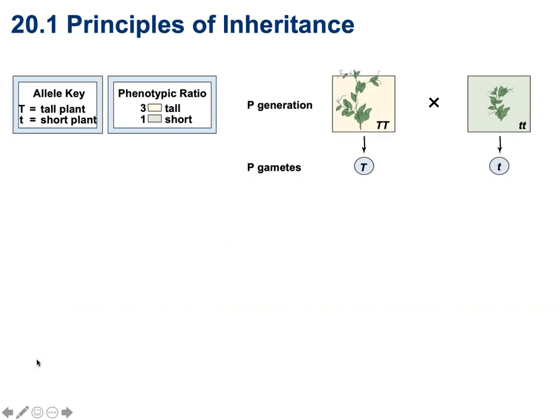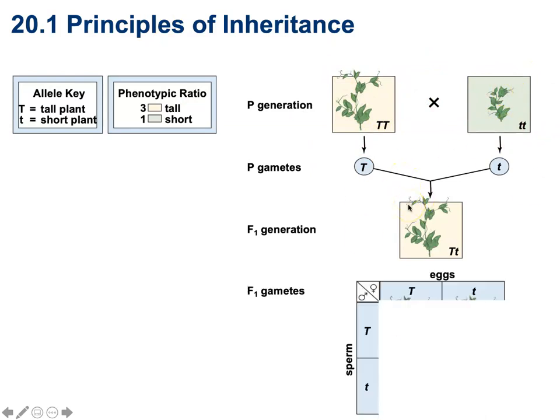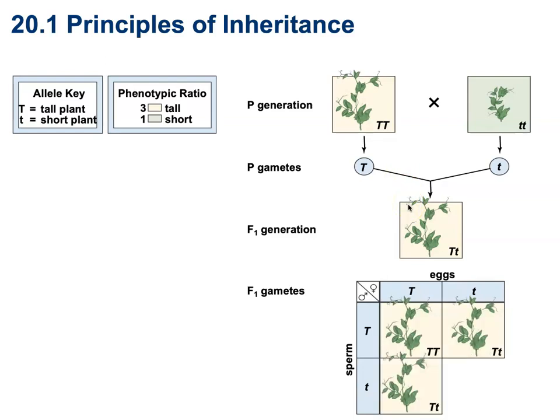What we found is that when we cross a tall breeding true plant with a short breeding true plant, we end up with an entirely tall generation. But when you cross that generation against itself, you're going to find in a roughly 3-to-1 ratio, 3 tall plants for every one short plant.